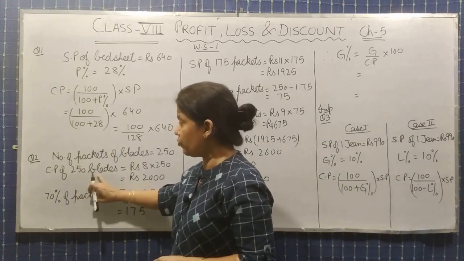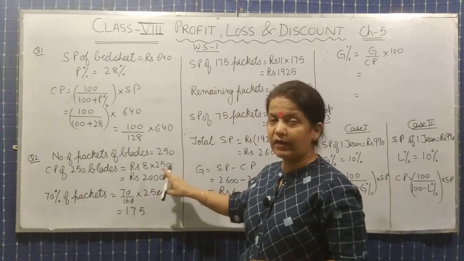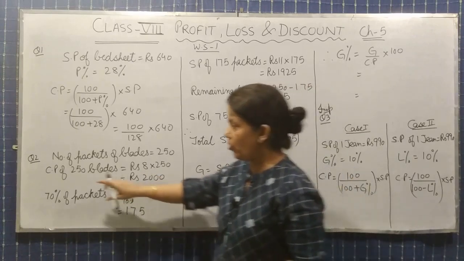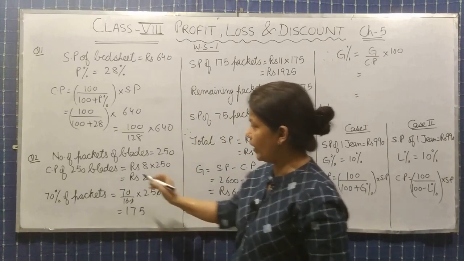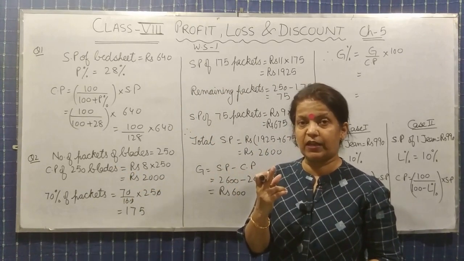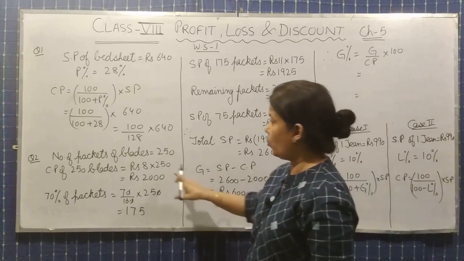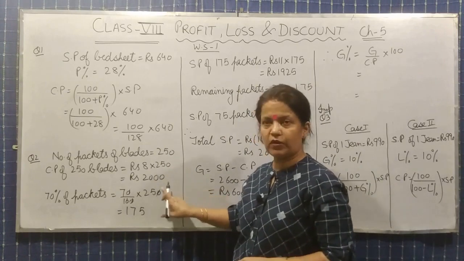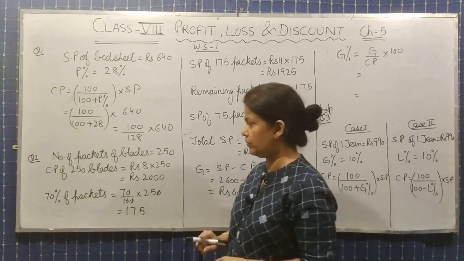Question 2 is: number of packets of blade is 250. Cost price of 250 blades at the rate of 8 rupees per blade. So cost price of 250 blades, what should it be at the rate of 8 rupees per blade? एक blade की cost अगर 8 rupees है, what will be the cost of 250 blades? That will be 8 into 250, so it is coming as 2000.